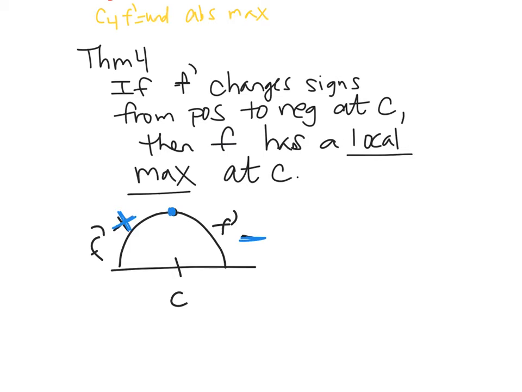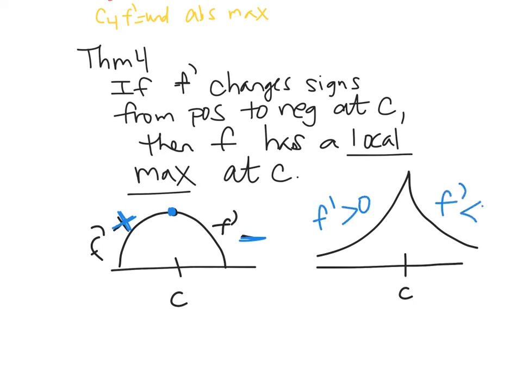Even if you have some weird graph like this, that's C. On the left, f prime is positive, and on the right, f prime is negative. C is a maximum, a local max. It could be an absolute max, but it's for sure a local max. That's what the theorem says. And then the theorem has the other one that says if it's negative on the left and positive on the right, then it's a local min. So it has both.